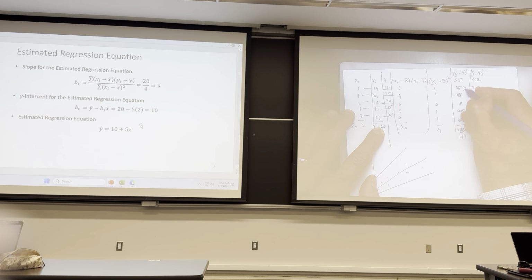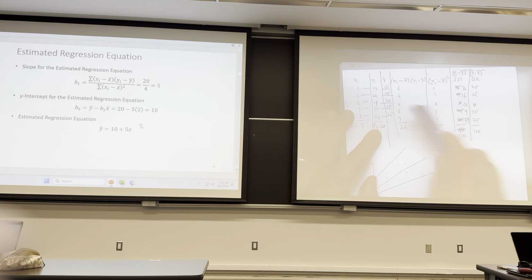This is 36, 16, 4, 9, and 49. 14 minus 20 is negative 6, square it is 36. 24 minus 20 is 4, square it is 16. So now these numbers should actually come over here: 0, 25, and 25. So this is 100.